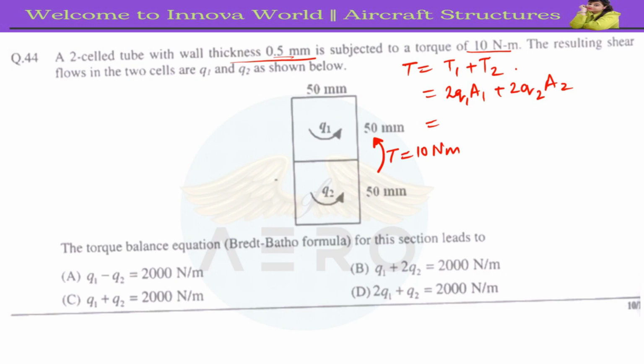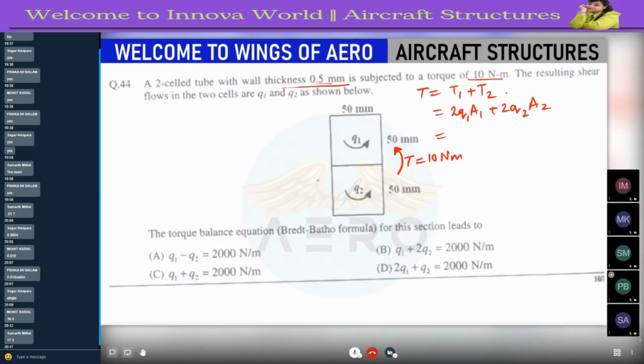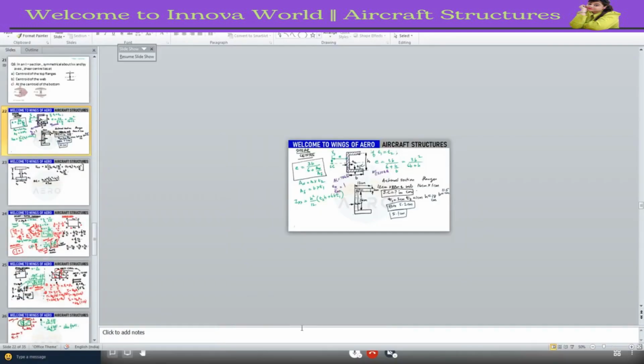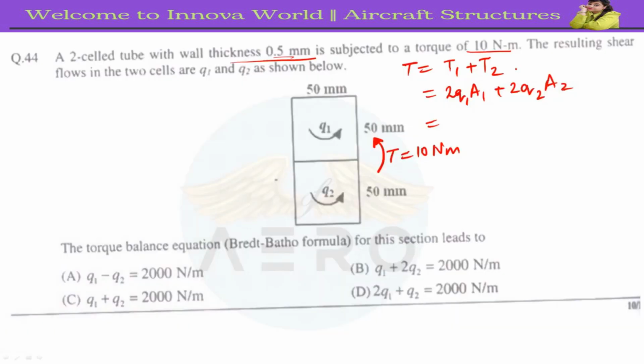Tell me what will be the right option. Write down in the chat box which is the right option. Using this method, T equals T1 plus T2, find out the area, substitute, and tell me what it will be. Without solving also, you can directly write down this answer.